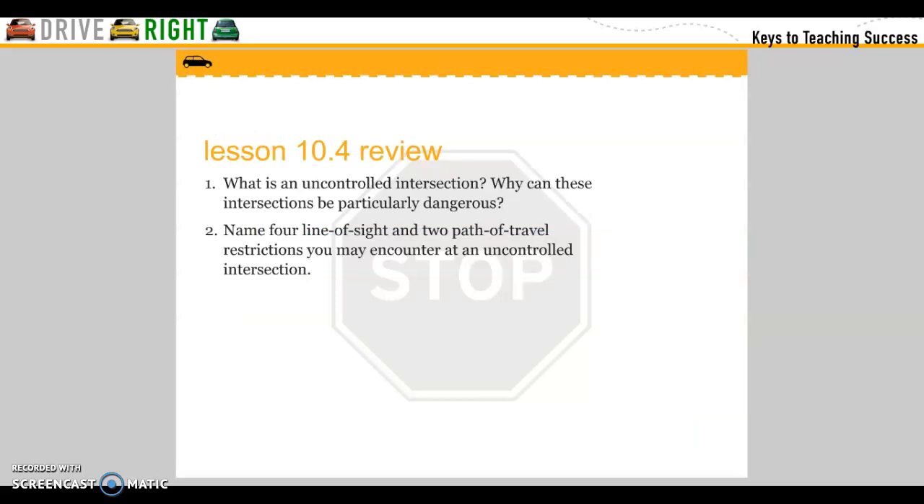What is an uncontrolled intersection? Why can these intersections be particularly dangerous? Name 4 line of sight and 2 path of travel restrictions you may encounter at an uncontrolled intersection.